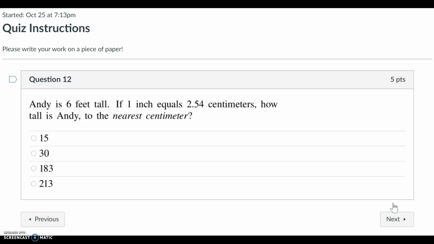Question 12. Andy is 6 feet tall. If 1 inch equals 2.54 centimeters, how tall is Andy to the nearest centimeter? 15, 30, 183, 213.